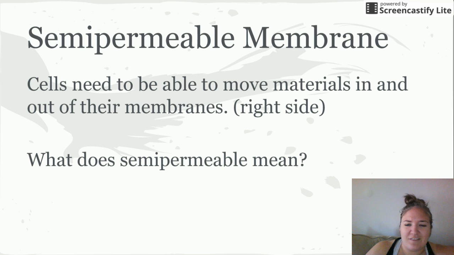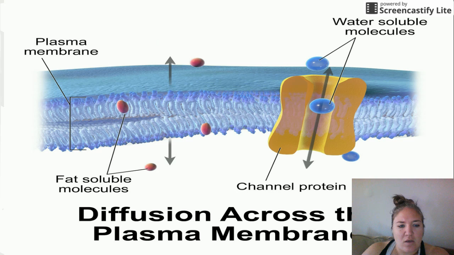What does semi-permeable mean? When we talk about semi-permeable, we're looking at a type of membrane that allows some things to move across and some that cannot. You'll notice that on the left, these fat-soluble molecules are able to move freely, and then these water-soluble molecules move through a channel protein.